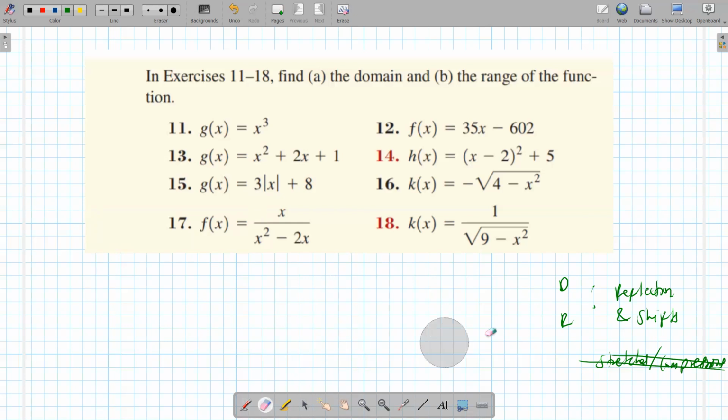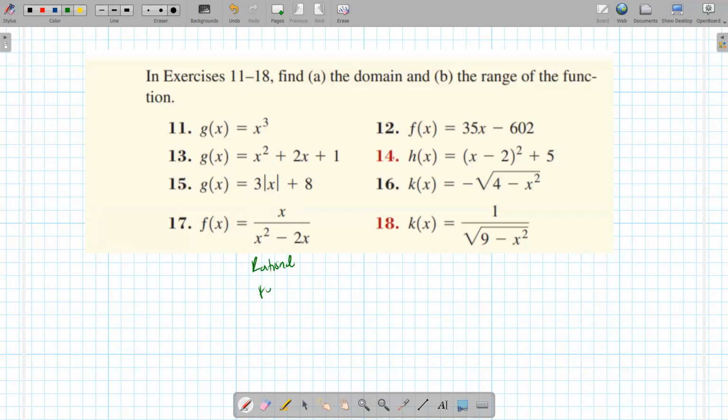Okay, let's look at 17. Now that's called a rational function. This is not a reciprocal. If you have x's on both the numerator and the denominator, that is called a rational function. We're going to try and cancel. What does that look like? It's going to end up becoming a reciprocal because the x is going to cancel out.